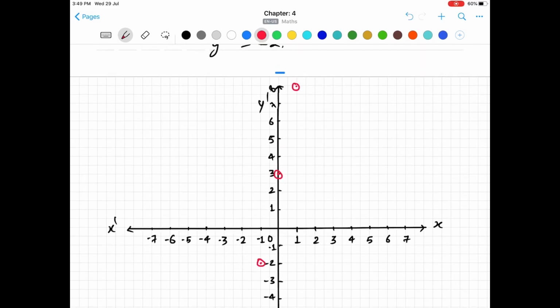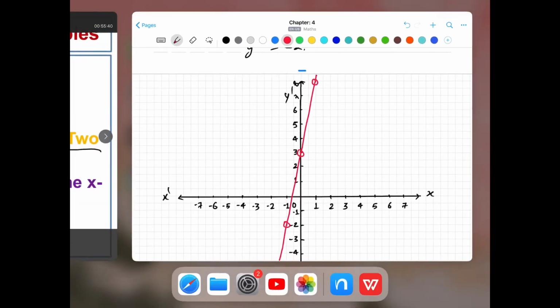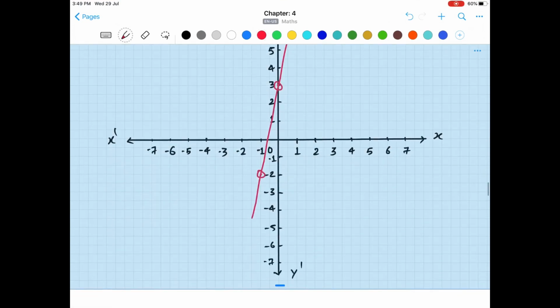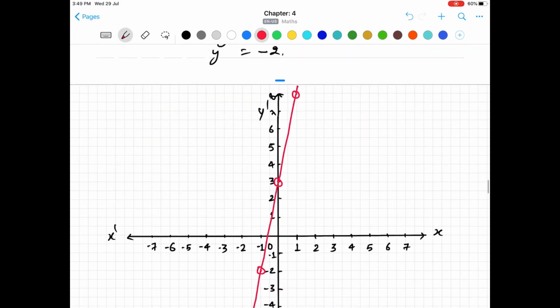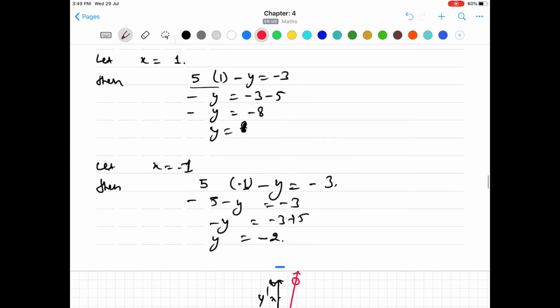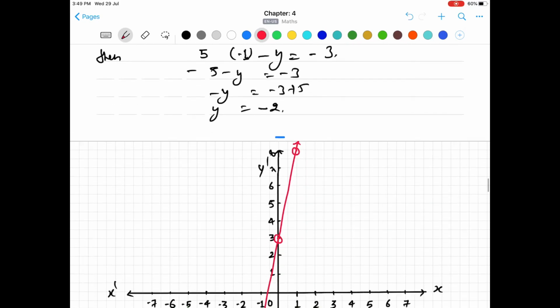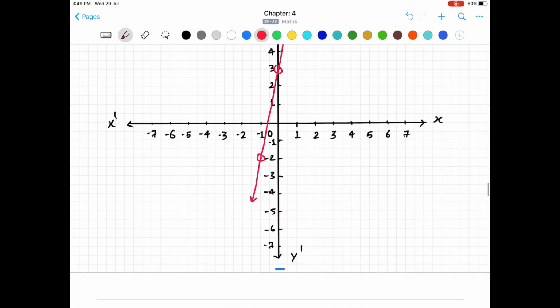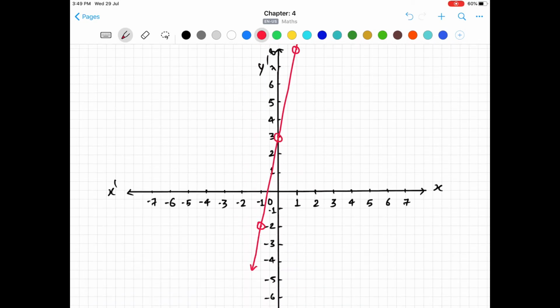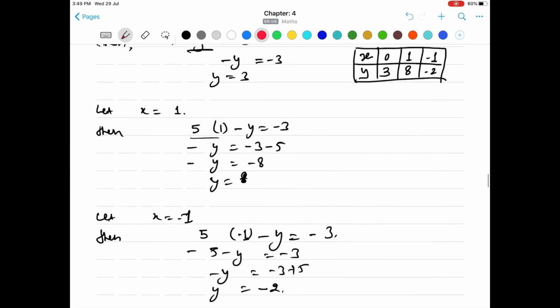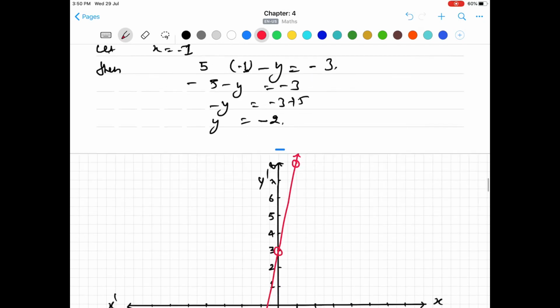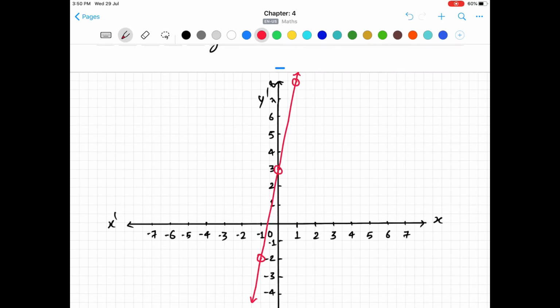So we got the 3 points. Now let's draw a line joining the 3 points. That will be like this. Okay, so mark the arrow on both ends, and we have to write the equation of the line on the graph paper, which is 5x minus y equals to minus 3.